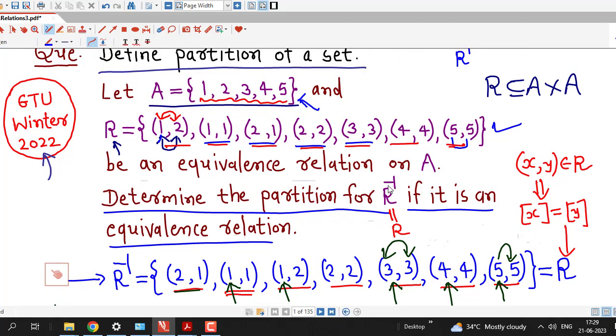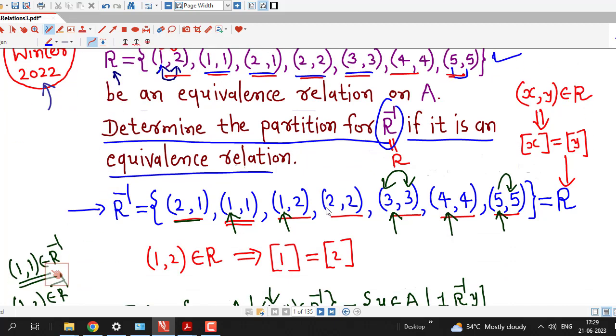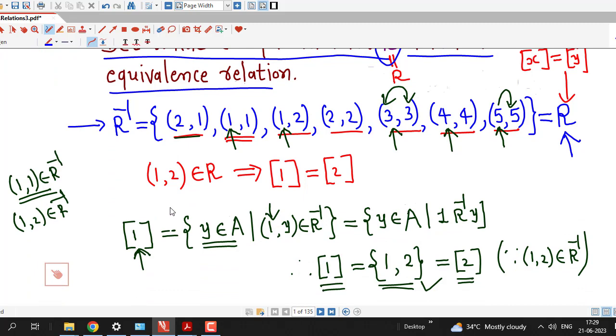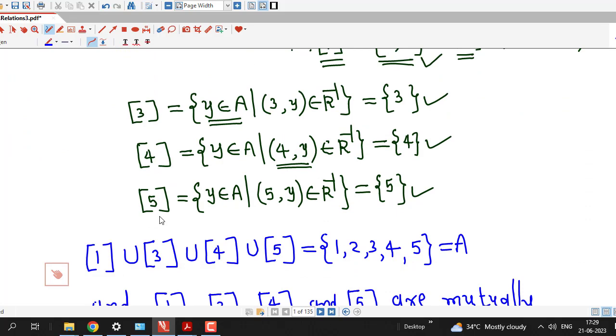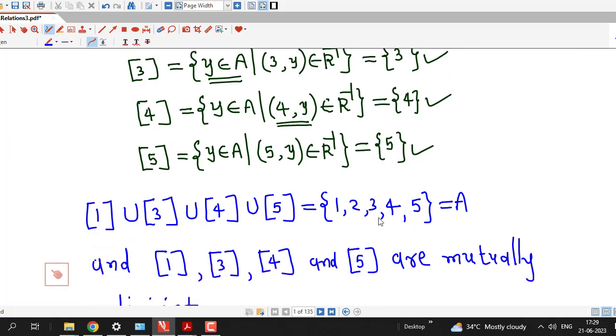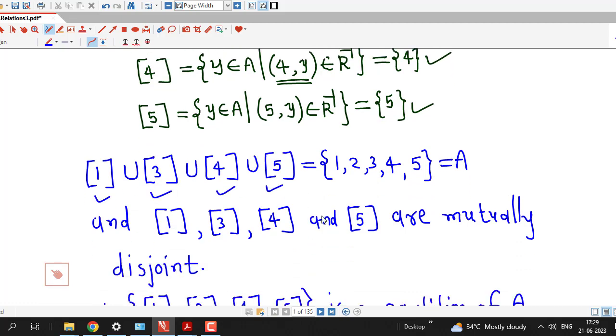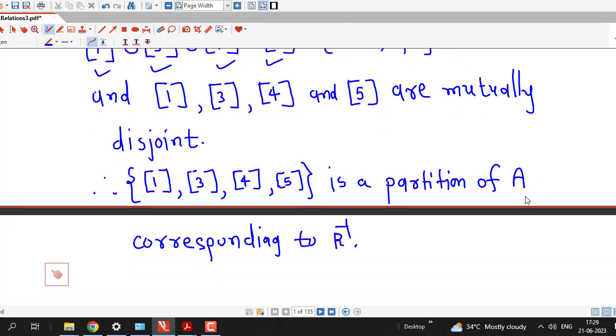We had to decide the partition corresponding to R inverse if it is an equivalence relation, and here R is an equivalence relation. R inverse turns out to be R, therefore R inverse is also an equivalence relation, and using the definition of equivalence class, we are easily able to decide the equivalence classes corresponding to each element, and we obtain 4 disjoint equivalence classes, and their union is given set A. Therefore, this collection of these equivalence classes is a partition of given set A corresponding to R inverse.